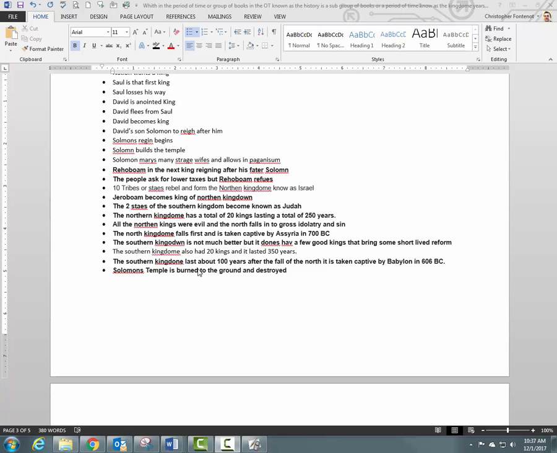Once the southern kingdom falls, the capital of the southern kingdom is Jerusalem. The southern kingdom is called Judah. Once the southern kingdom falls, Solomon's temple is burned to the ground, and there is no temple in Jerusalem. All the people are taken to Babylon in captivity, and there is no nation of Israel at all for 70 years.